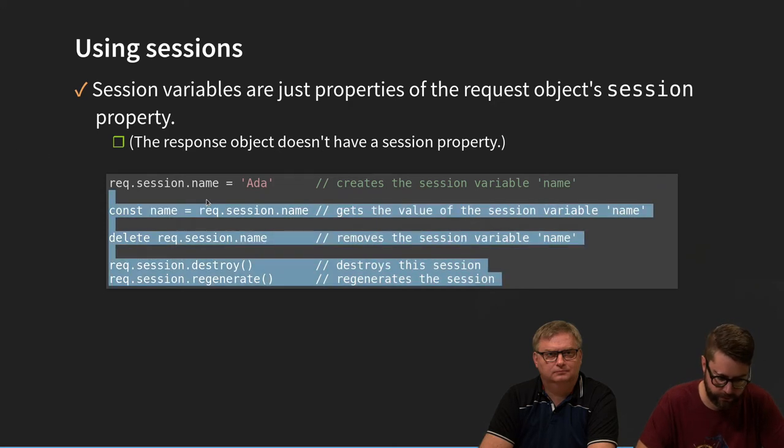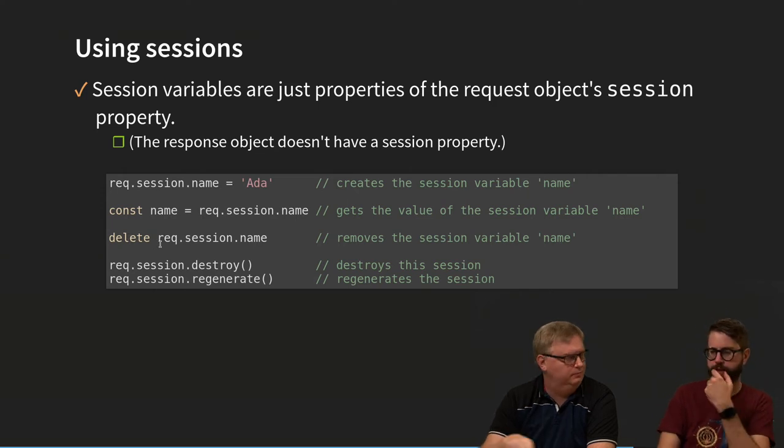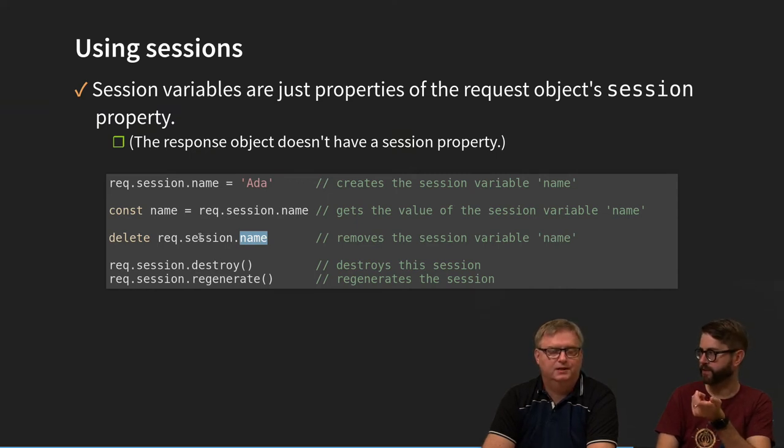Of course, we can read it back by doing the second line. We can delete it by doing that. Oh, yeah, the delete. You can pinpoint a session variable and delete that. Yep. But keeping the session itself. Okay, so we're removing this property from that object. Yes, so delete is doing that. I'm so rarely using delete, so I get a little bit confused.